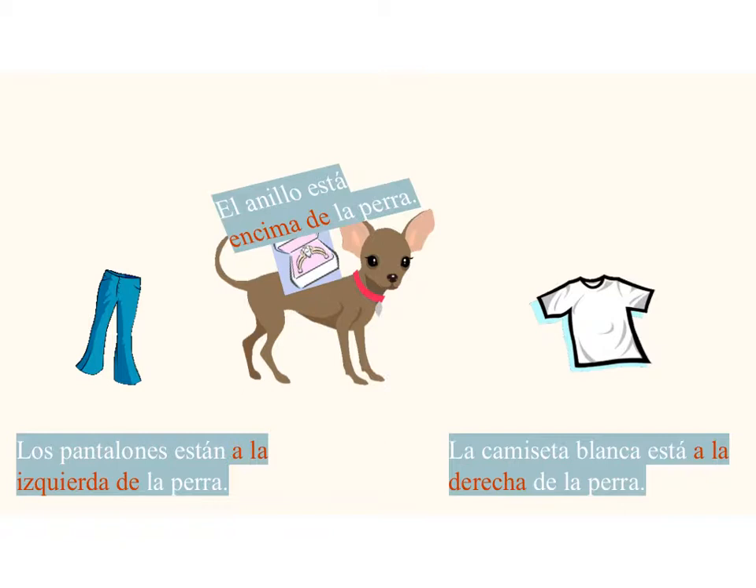Couple more examples here. El anillo está encima de la perra. So the ring is on top of the dog. Los pantalones están a la izquierda de la perra. La camiseta blanca está a la derecha de la perra. So we've got the pants that are on the left of the dog, the shirt that's on the right of the dog, and the ring that's on top of the dog.